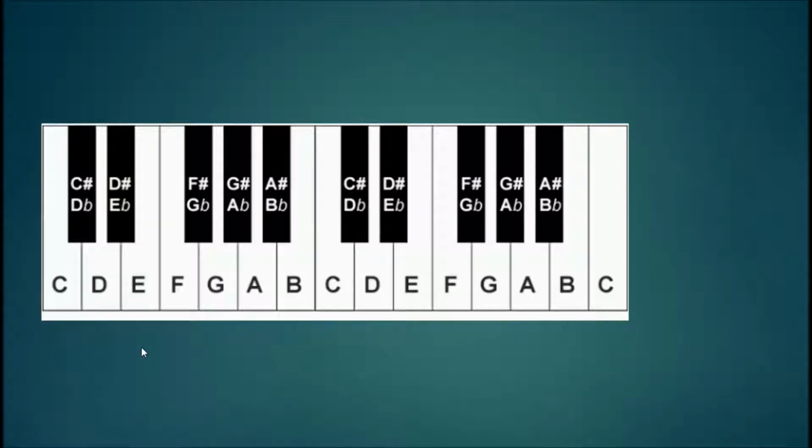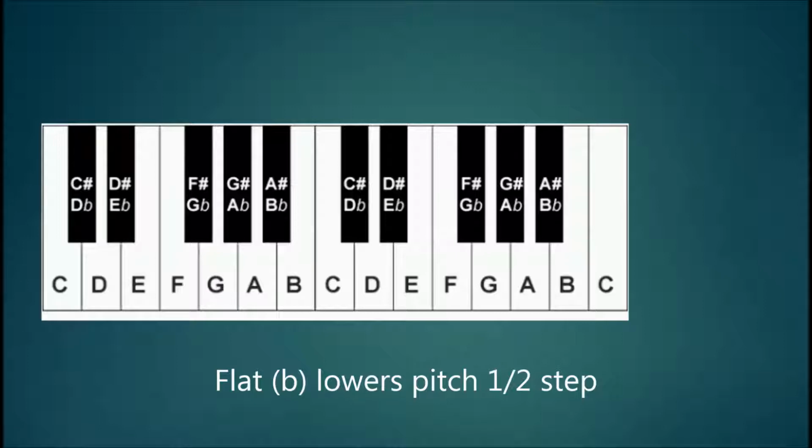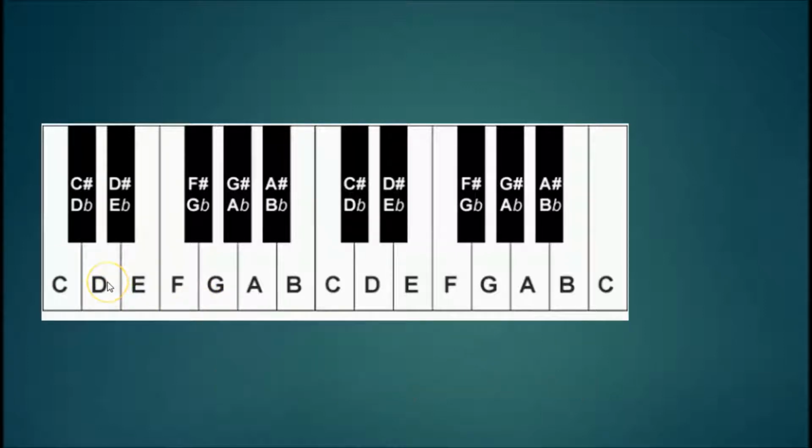So we all know that a flat lowers the pitch of a note by a half step. So if I have a D and I want to lower the pitch by a half step, all I have to do is go to the left on the keyboard by 1 key. So D, D flat. Just like the same up here. So for example, if I have an A and I want an A flat, all I have to do is lower the pitch by a half step or go to the left 1 key. So here is my A, this is my A flat.